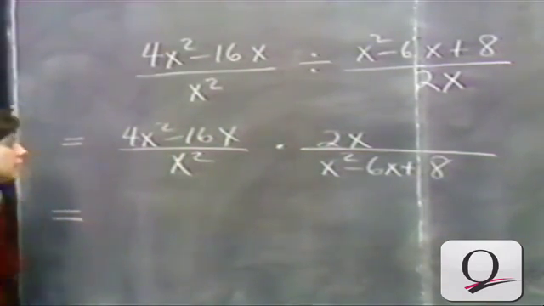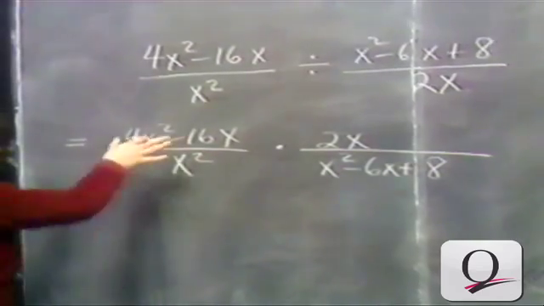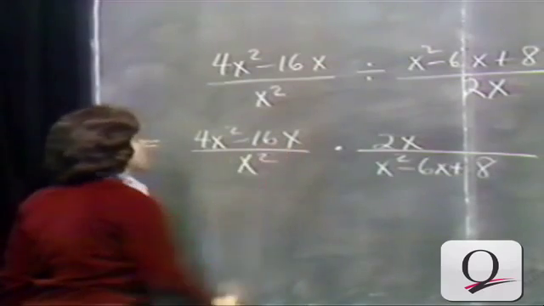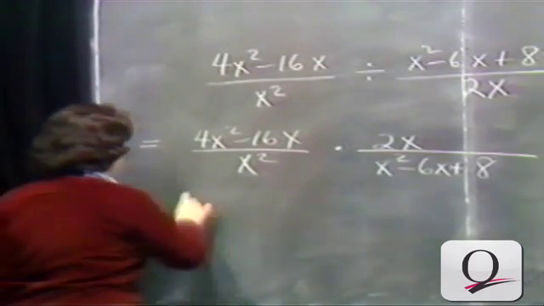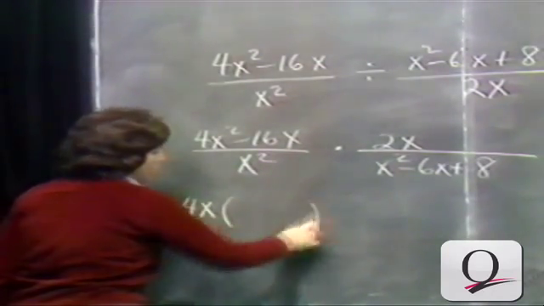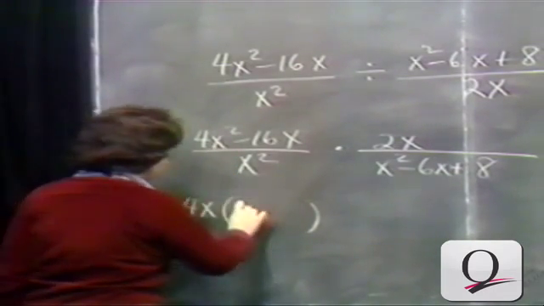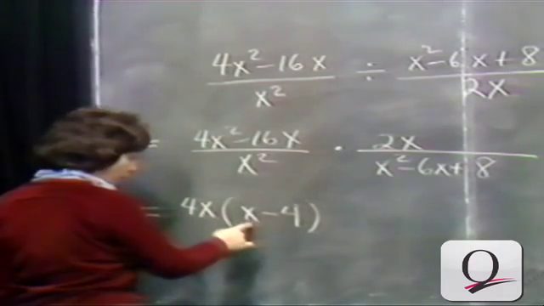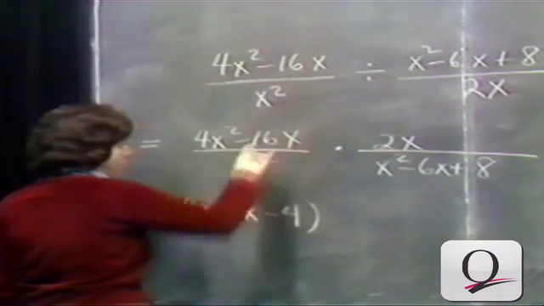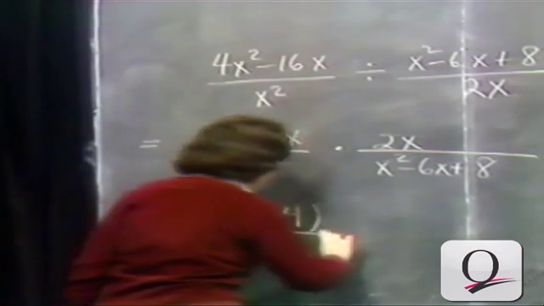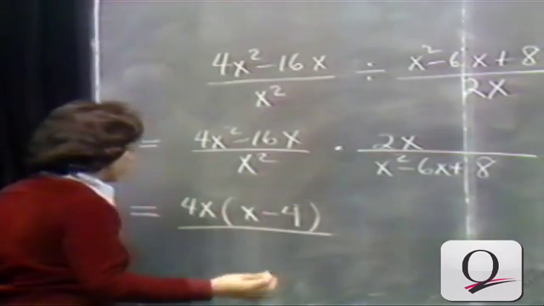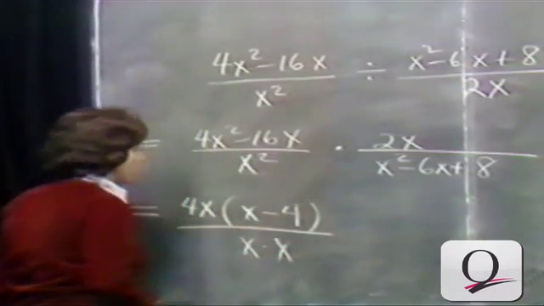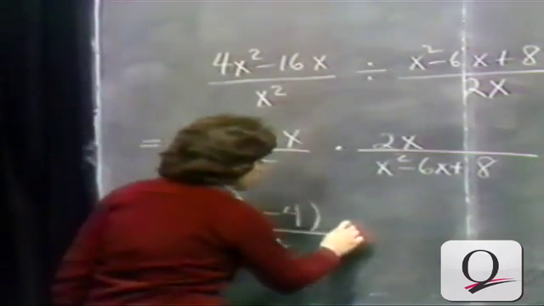Now we try to factor completely the numerators and the denominators. The first thing we come to is 4x squared minus 16x, and we see that these two terms have 4x in common. If we pull out a 4x, we'd be left with x minus 4 here. Multiplying, we get 4x squared minus 16x, which is what we want. The bottom, x squared, of course, is just x times x. You can leave it x squared or make it x times x.